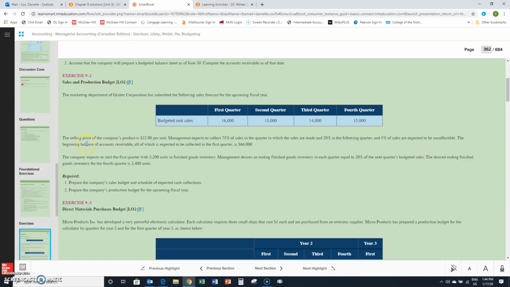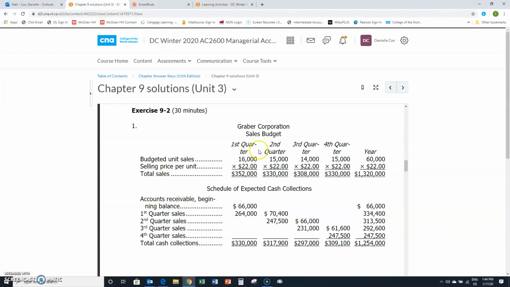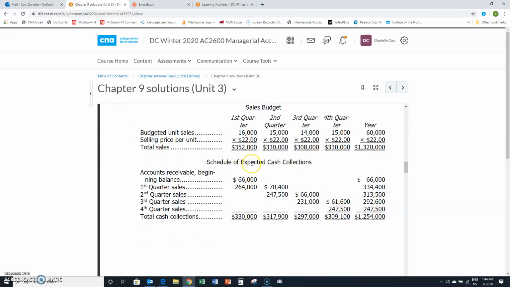And then beginning balance of accounts receivable. So the balance at the beginning is expected to be received in the first quarter, that's $66,000. So now to do our schedule of expected cash collections. So we know that the $66,000 that's in accounts receivable is expected to be received in the first quarter. Plus, from this first quarter sales, 75% of that is expected to be received in that quarter. 20% of the $352,000 is expected to be received in the following quarter.